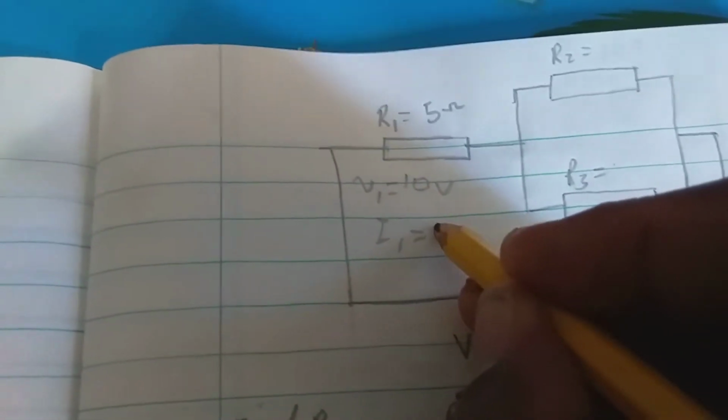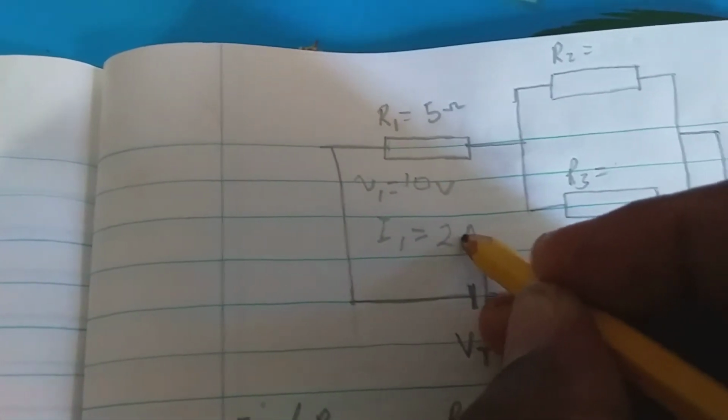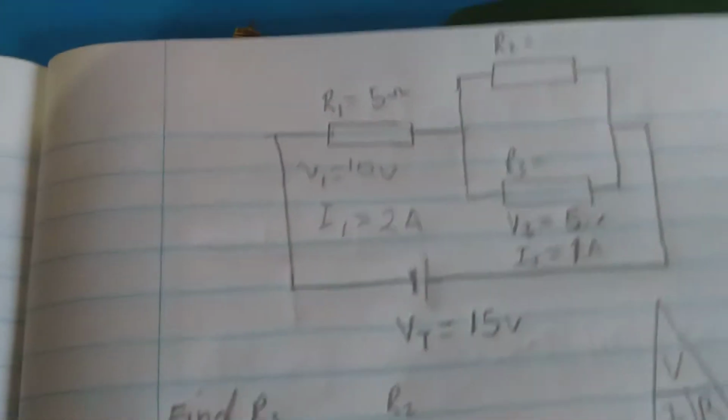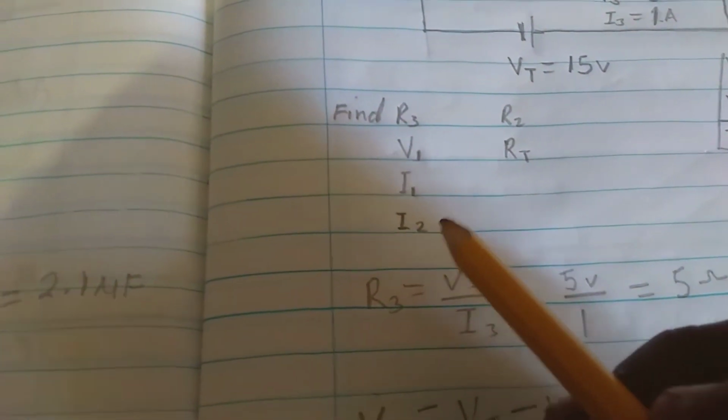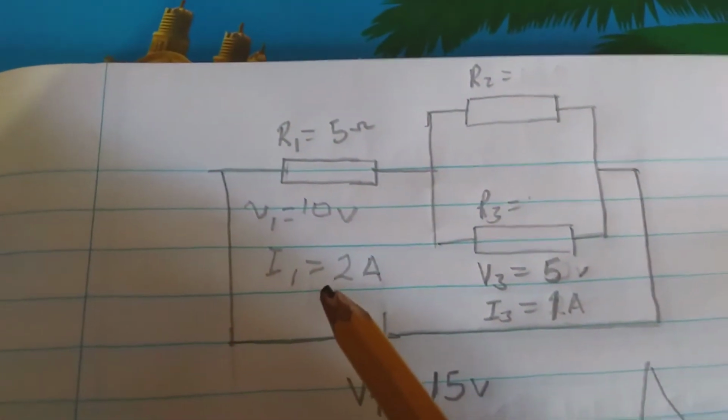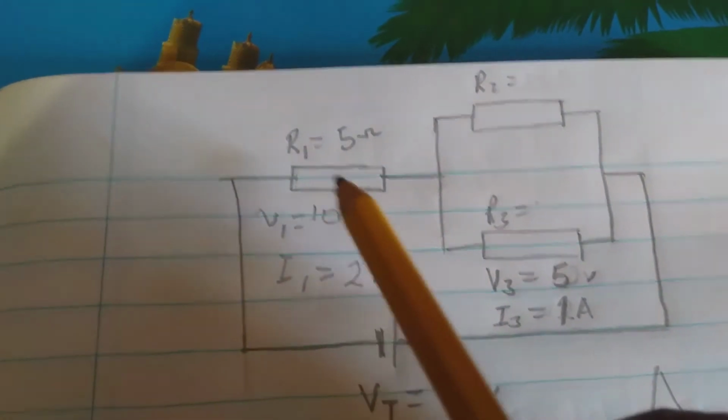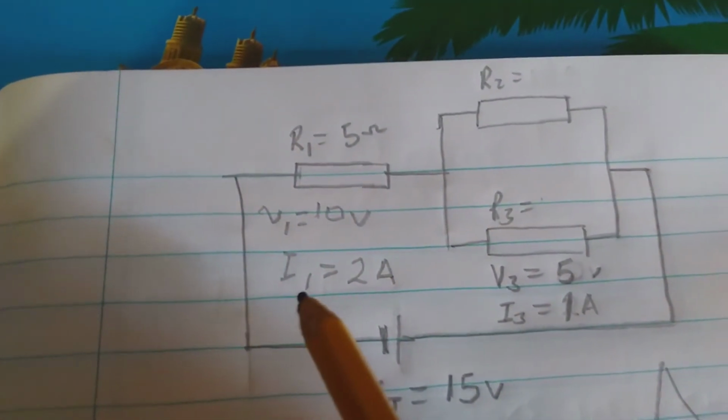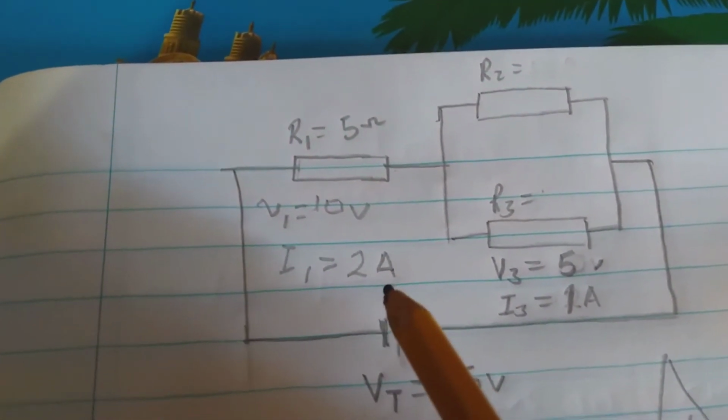I1 equal 2A. Okay, now the next thing, we found I1, we can find I2. Now in a series circuit, the current is constant and we have I1 equal 2 ampere.